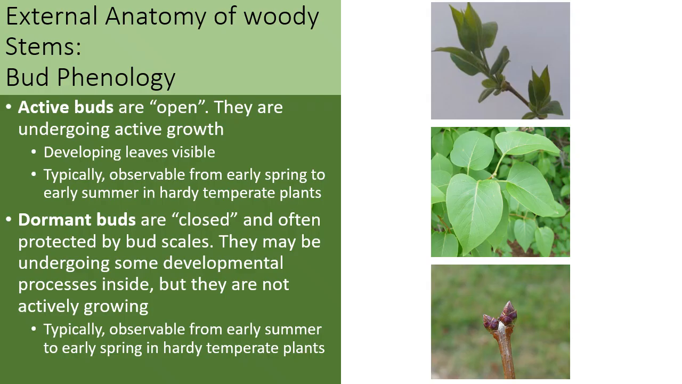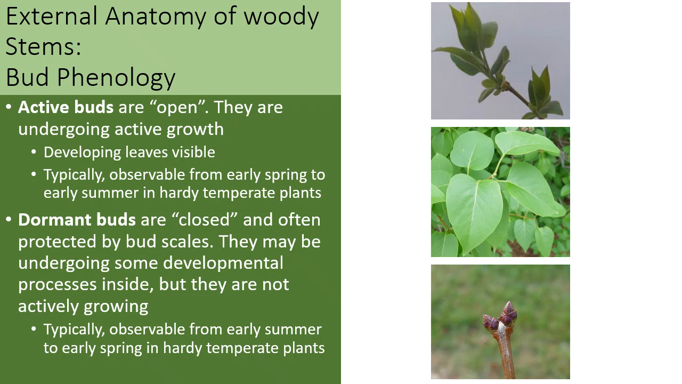In the image just below that, you can see that we only have fully developed leaves, and that the end of the stem now has a little bud with little green bud scales covering it. So this bud is now dormant, and it's protected by bud scales. They can have some developmental processes going on inside, but they're not undergoing active growth or stem elongation. And if you look at the very bottom, we have those fully developed dormant buds during the winter. These are all images of lilac, so it's all the same species.